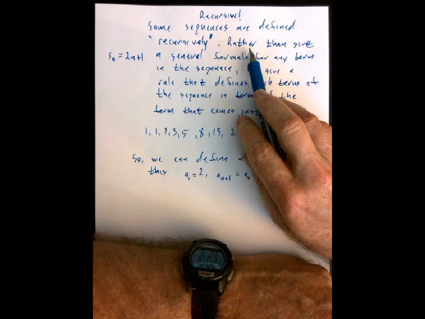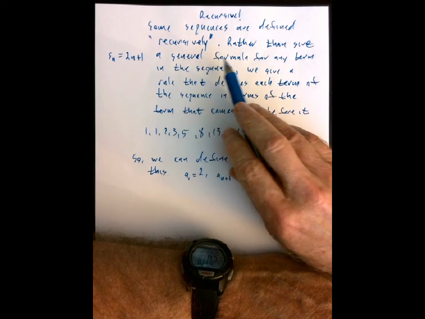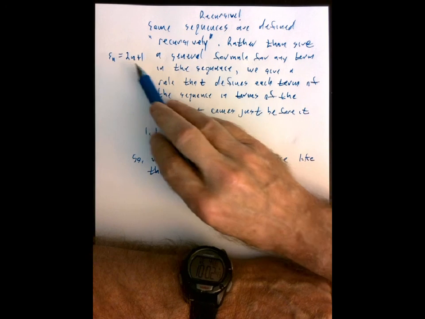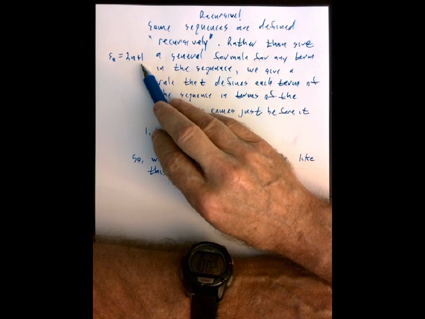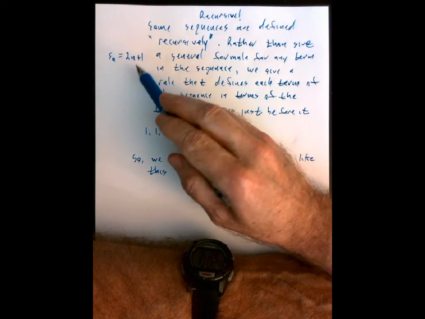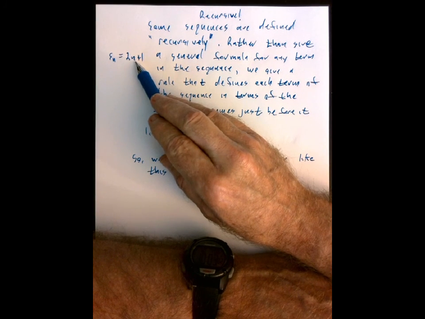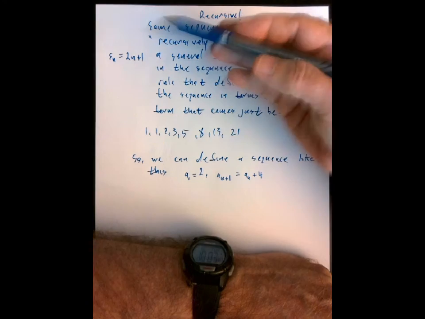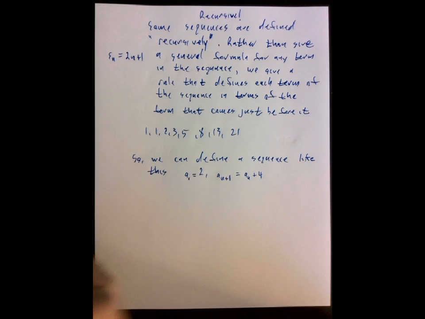What that means is, rather than give a general formula for any term in the sequence, like the ones we were working with before, where s sub n is equal to 2n plus 1, and we can generate the 5th term or the 10th term or the 100th term just by putting that term number 5, 10, or 100 into the formula, and it tells us what number is in that position in the sequence, the 5th position, the 10th position, or the 100th position, right?